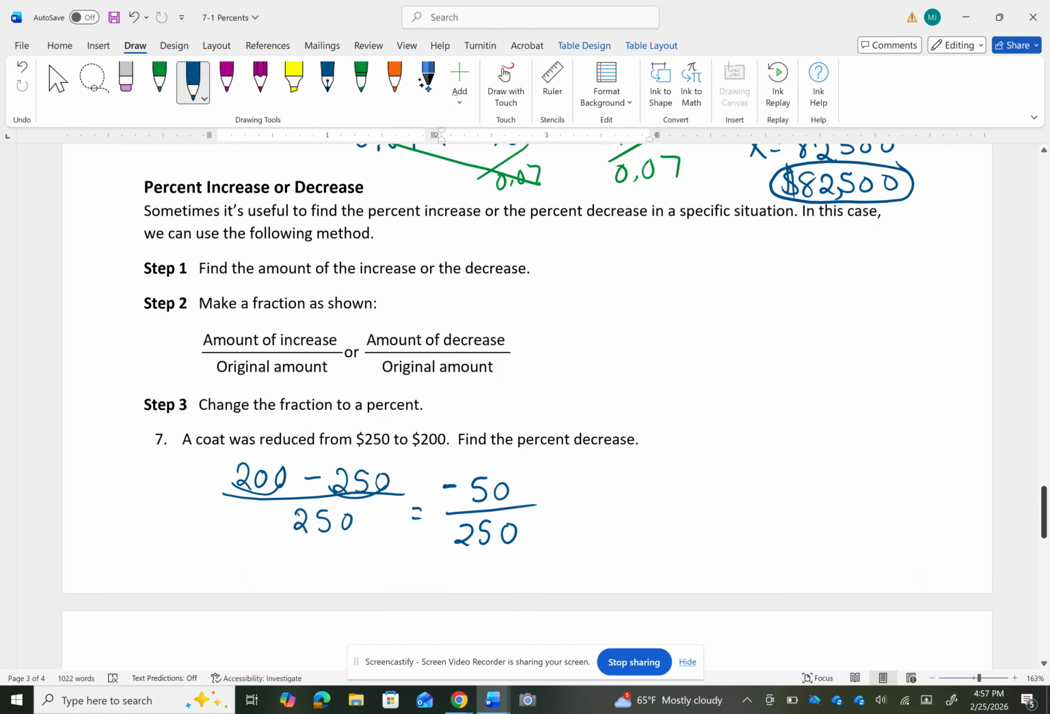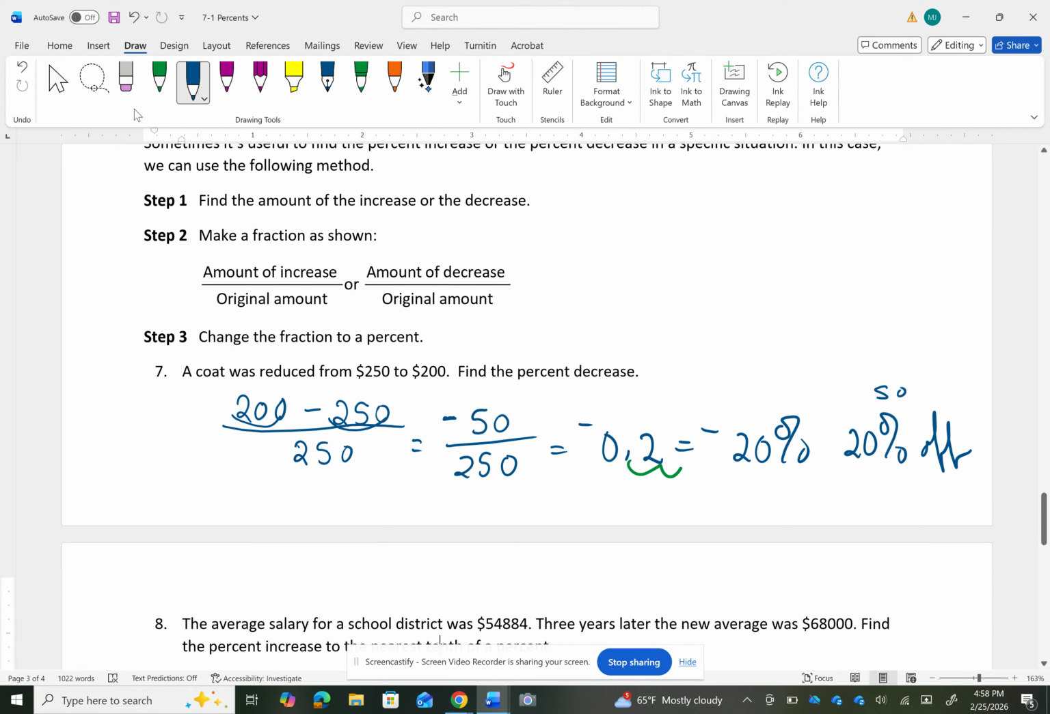Now we're going to calculate 50 divided by that 250, which turns out to be 0.2, negative 0.2, which would equal a negative 20%. If we move that decimal 2 places over, it would be 20%, and the negative just means it was 20% off, that it was a percent decrease. So we could interpret that to mean the coat was 20% off.